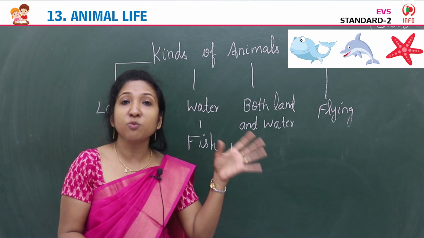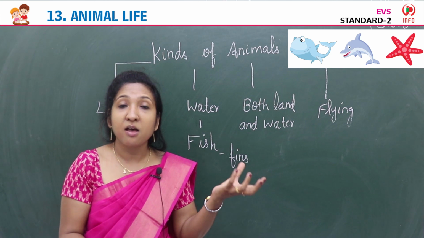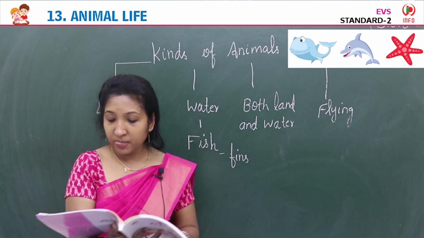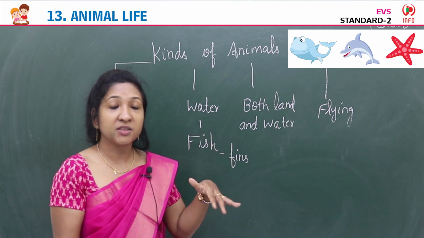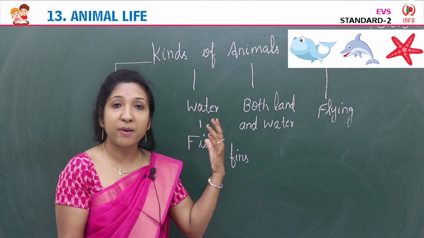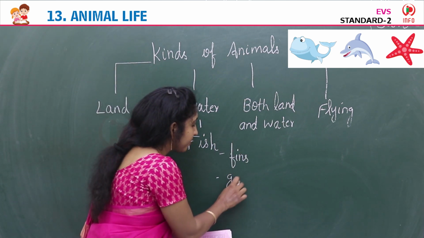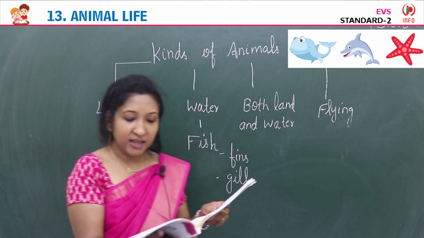Fins help them to move in the water. Gills help the fish. It's an organ which helps the fish to breathe underwater. Yes, so fish lives in water and it swims in the water with the help of fins, and gills are there which help it to breathe underwater. It can breathe under the water.